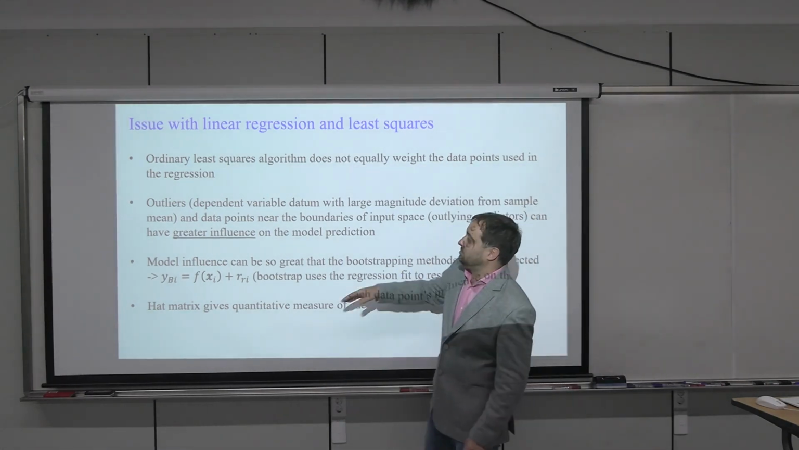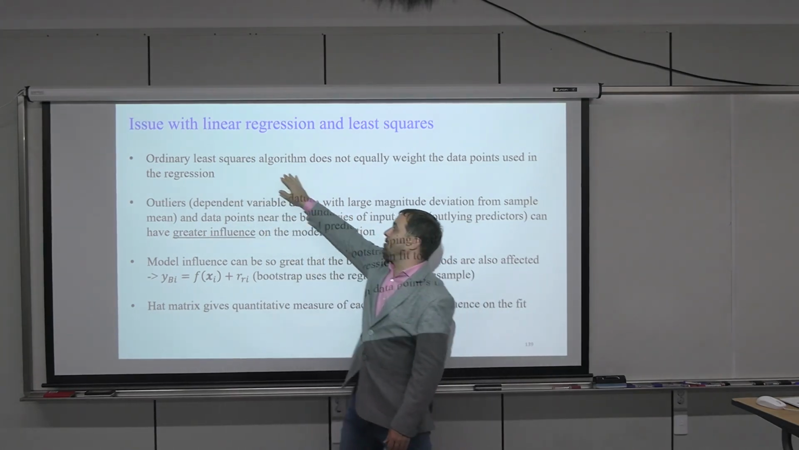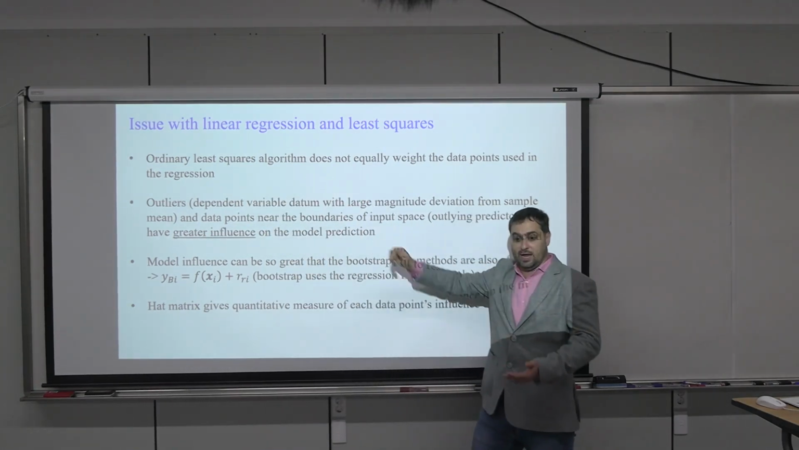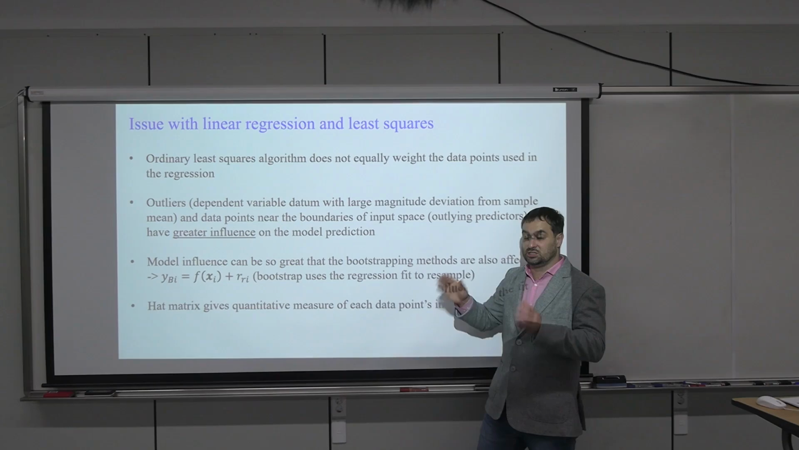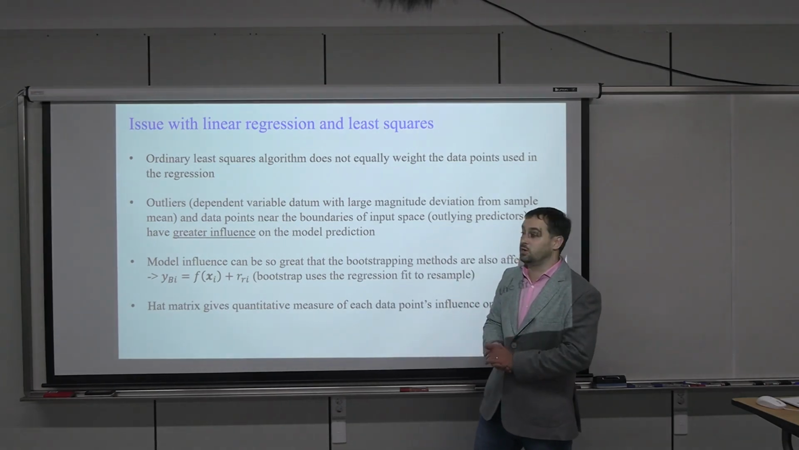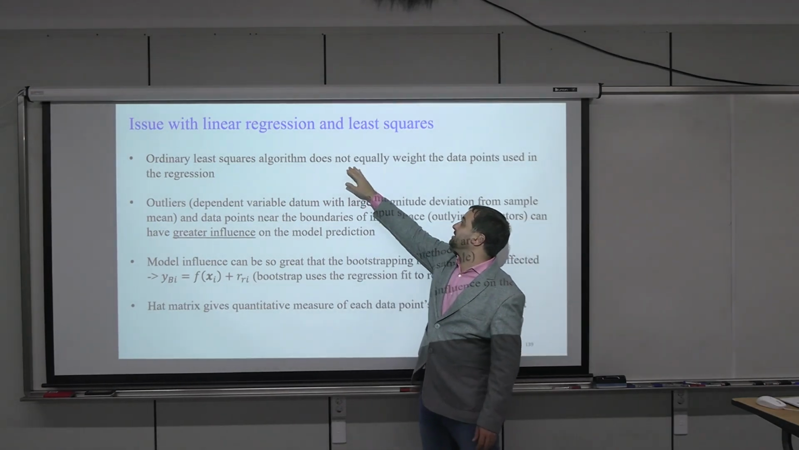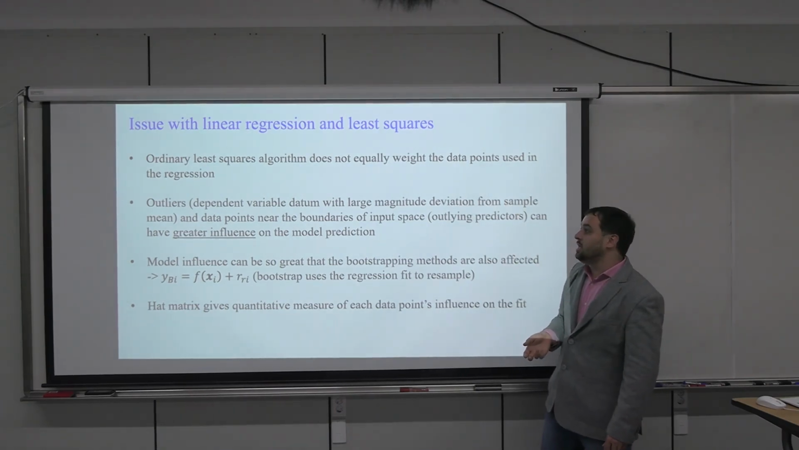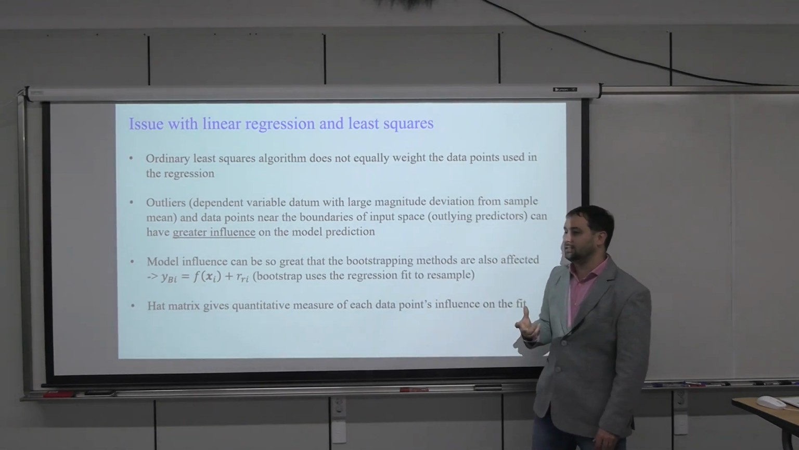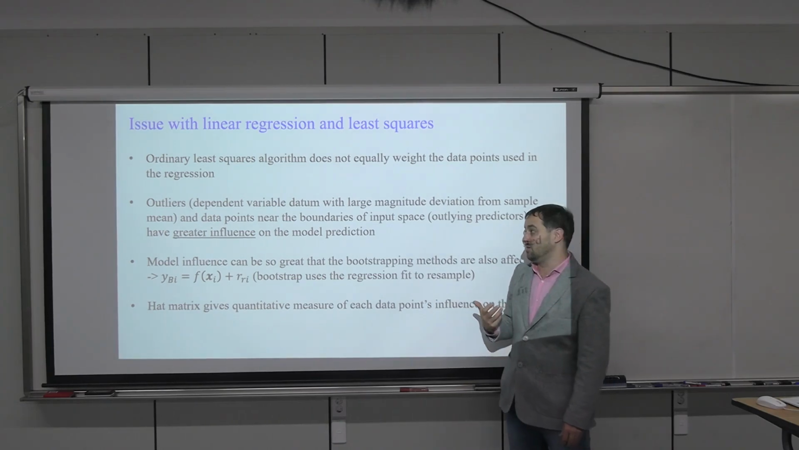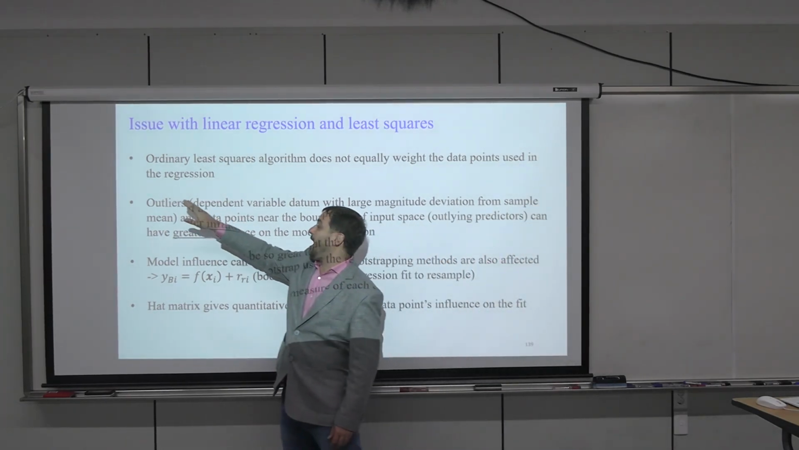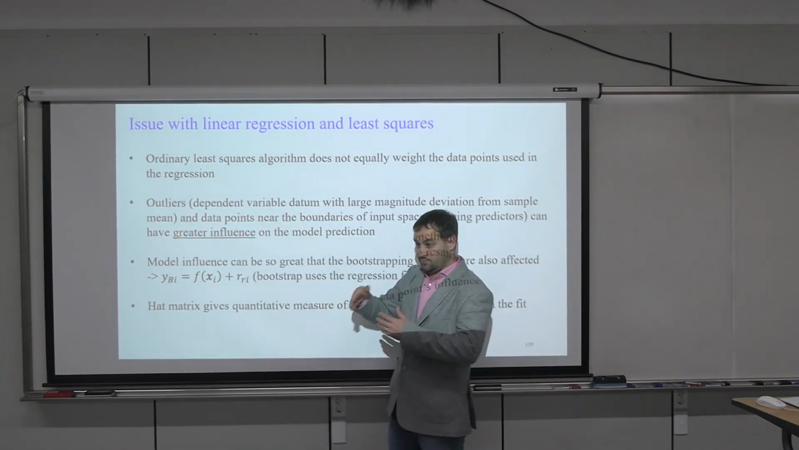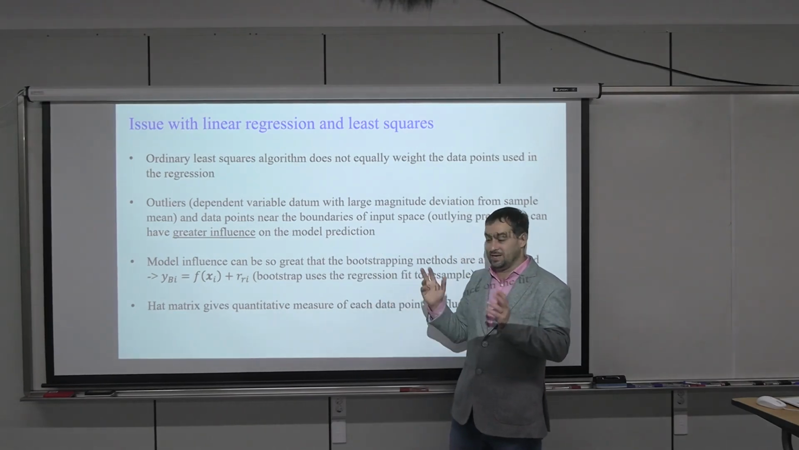The issue arises because the ordinary least squares algorithm that we derived through the minimization of the residual sum of squares equation does not equally weight the data points used in the regression. There are two types of points that have a greater importance to the regression. The first one is outliers, and throughout the whole course I've been pointing out certain outliers.